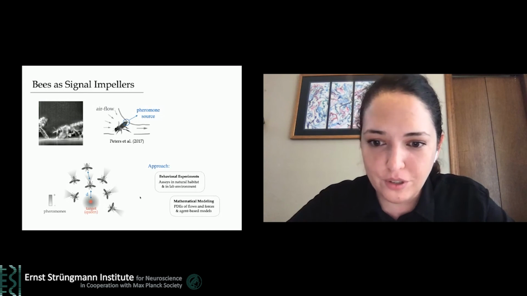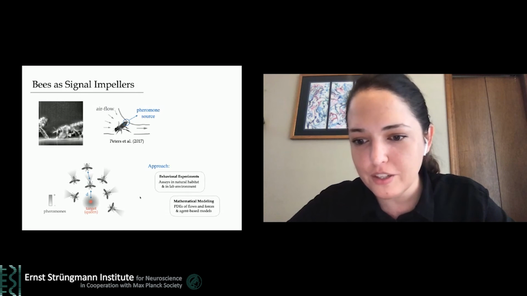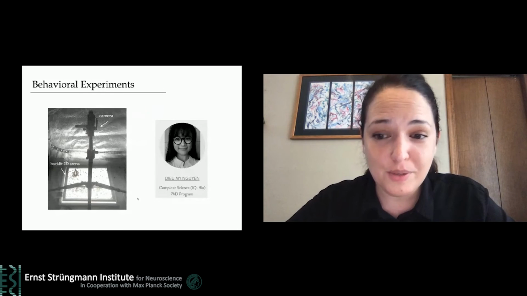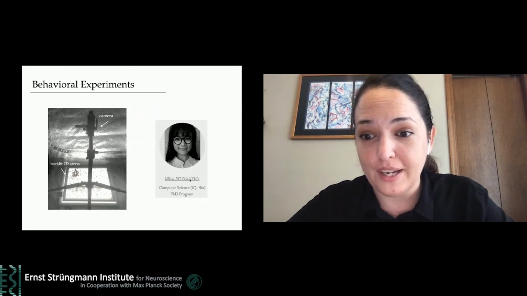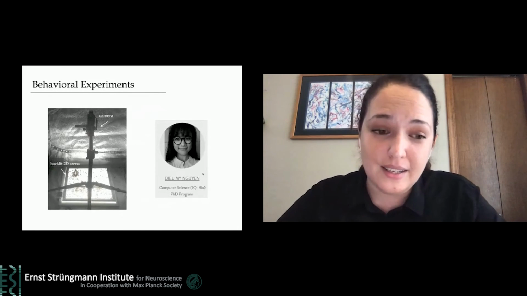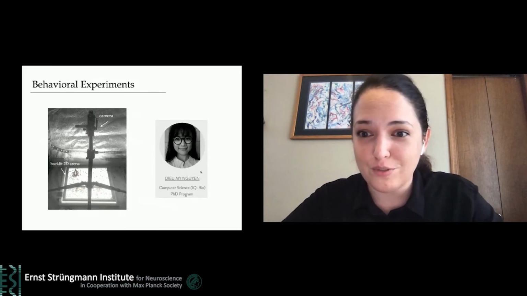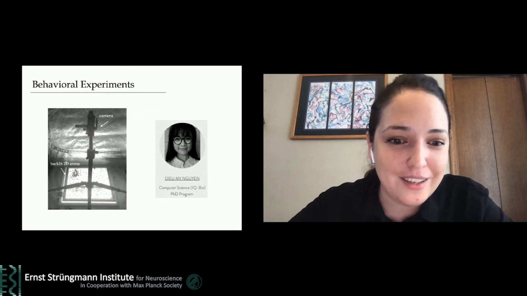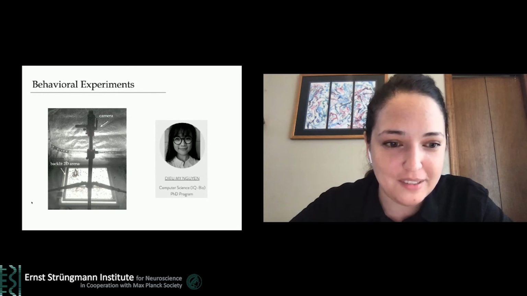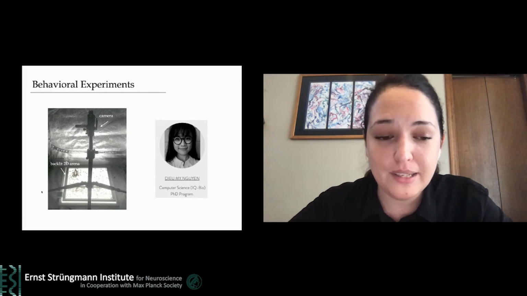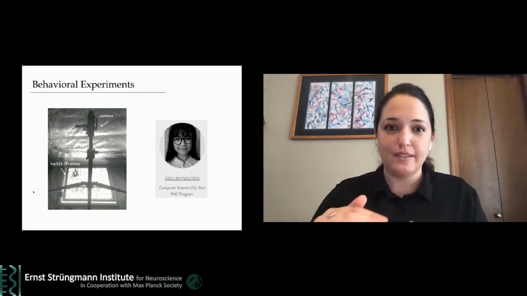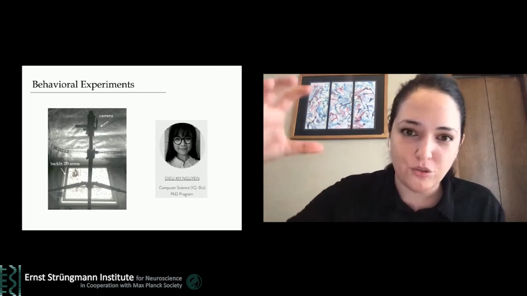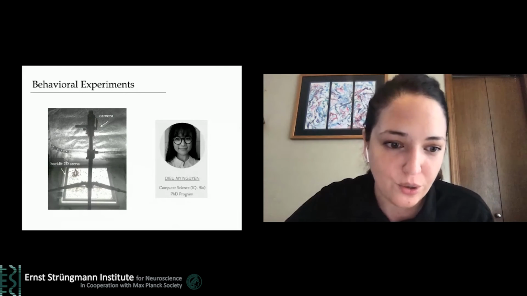And the approach, like before, is going to be a combination of behavioral experiments and mathematical modeling. So the behavioral experiments were led by Dumai, who is a graduate student in my lab. She's one of the first graduate students in my lab. And she designed this really nice experimental arena where the bees and the queen are confined into a semi-two-dimensional environment. We have a camera at the top that gives us an aerial view of what's going on.